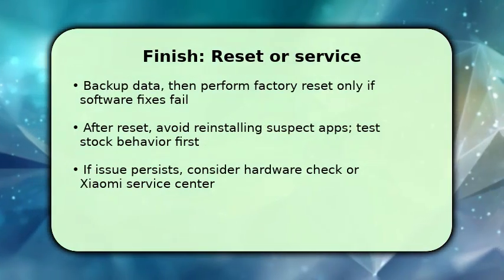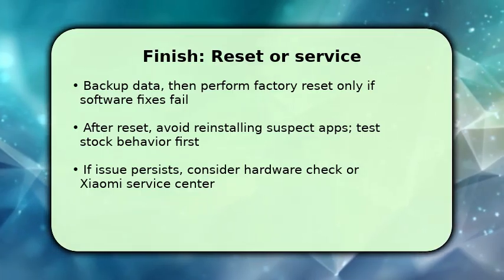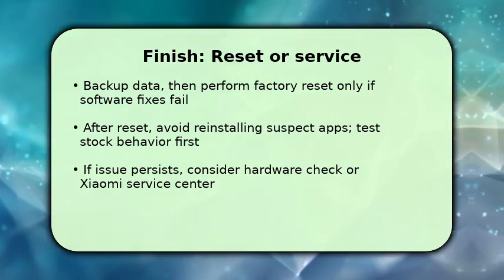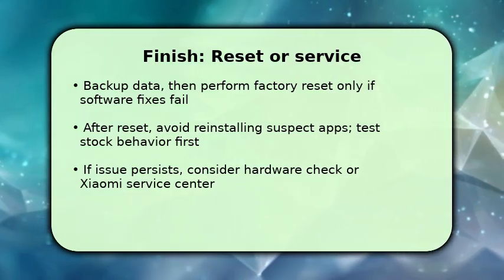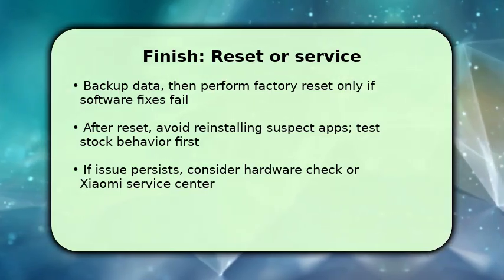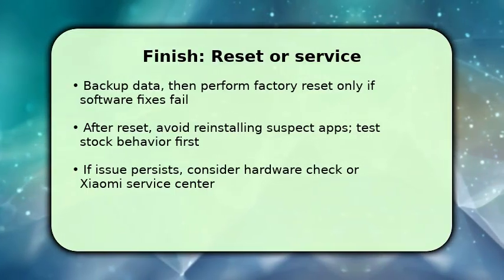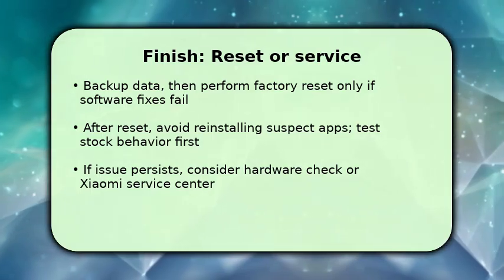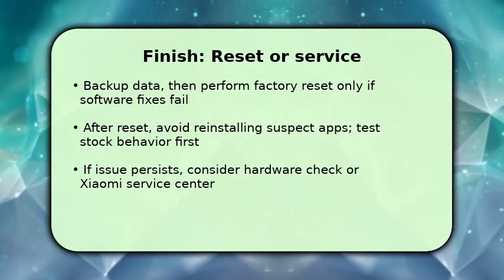Now back up photos and contacts and perform a factory reset as a last resort, because this eliminates deep system corruption. After the reset, make sure to test volume behavior before reinstalling non-essential apps so you know if the stock system is stable. If auto volume still happens after a clean system, it's likely hardware, faulty buttons, mic circuits, or a defective audio IC. So contact Xiaomi service or a qualified repair shop for diagnosis and repair.